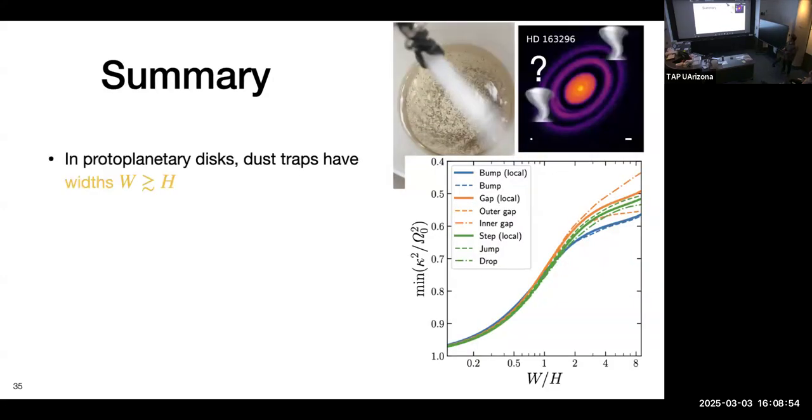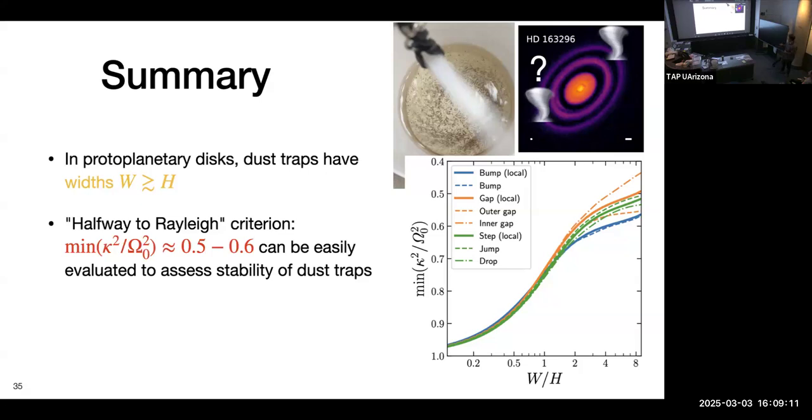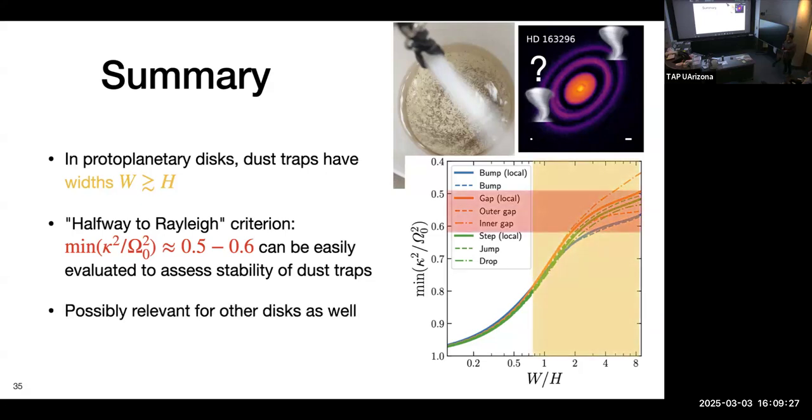And here's my summary slide. Protoplanetary disks have pressure bumps that are larger than a scale height of the disk. Those are the ones that are stable. That would explain these rings in my disk. You can use this halfway to Rayleigh criterion, which is approximate but easy to evaluate, to assess if a disk is unstable to RWI or not. And maybe this is relevant for other disks, not just protoplanetary disks.